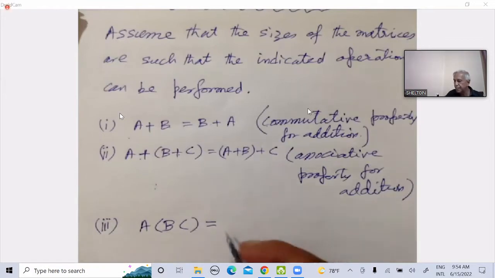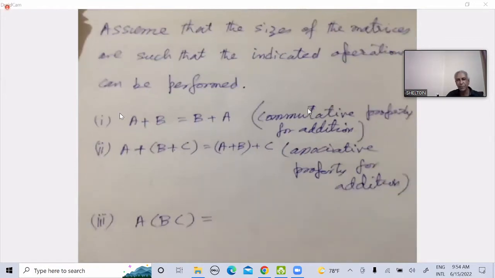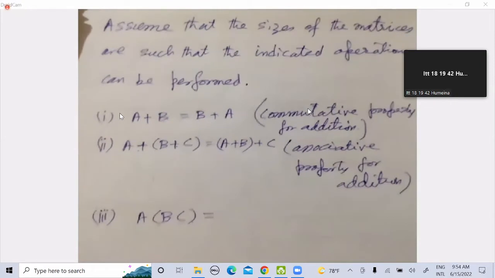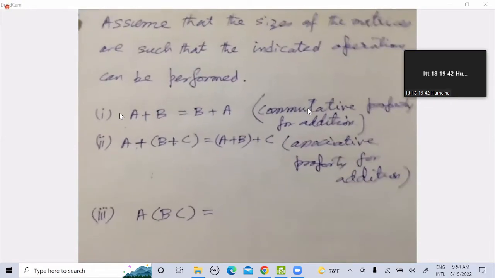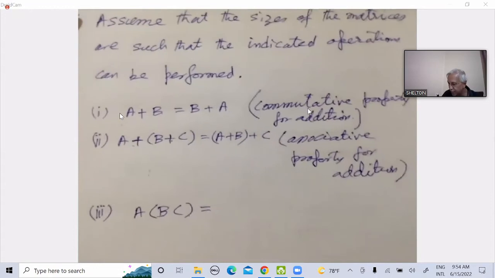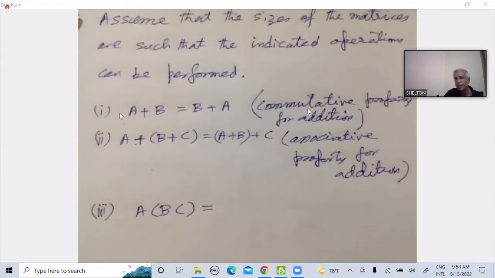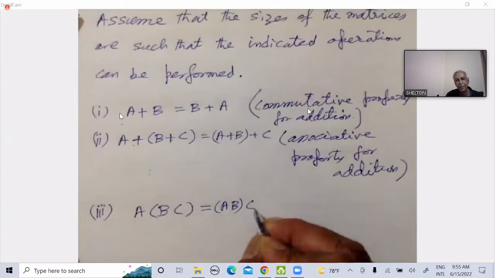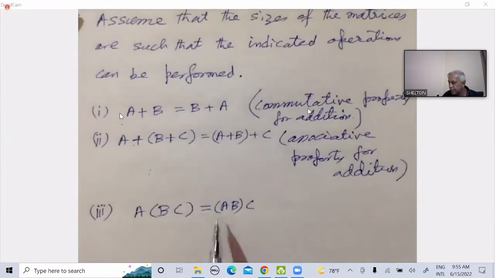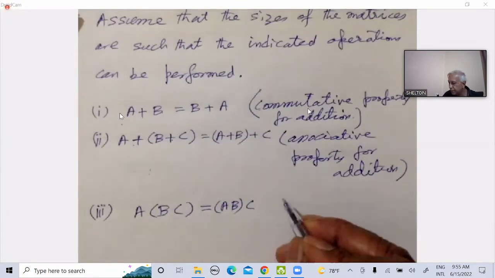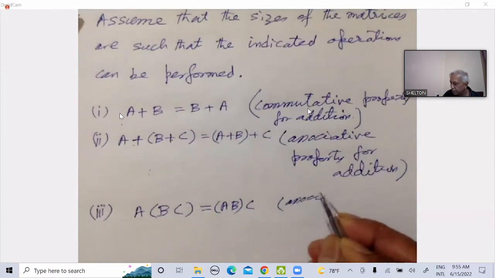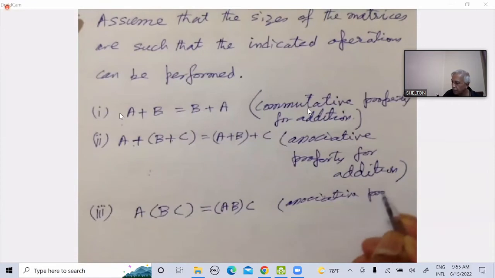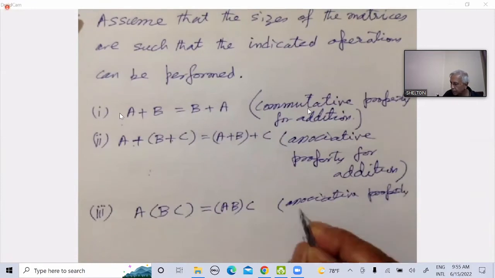A times BC is equal to, yes, say it. AB times C. Yes, that is the nice way to say it: AB times C, indicating that AB is done first and then C. So this is the associative property for multiplication.